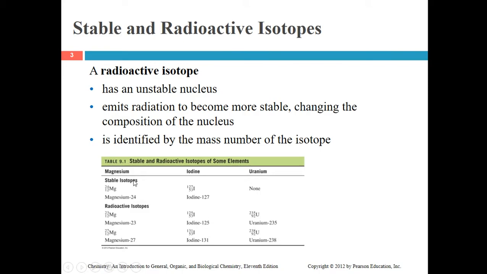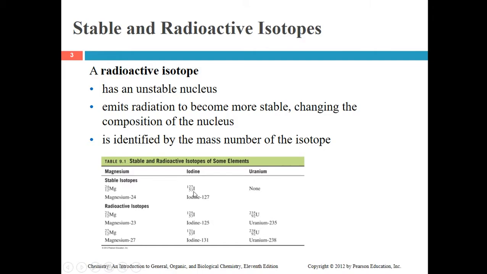So if we look at magnesium, magnesium's stable isotope is magnesium-24. Notice it has the mass of 24. But it does have some radioactive isotopes that are unstable because their nucleus needs to change the ratio of the neutrons to protons one way or another. And so you will notice here on magnesium-23 that the mass is 23, so we write that as magnesium-23. And on this particular magnesium, you'll notice they still have the proton number of 12, that's why it's magnesium, yet its mass is 27, it's got more neutrons, so we're going to call it magnesium-27.